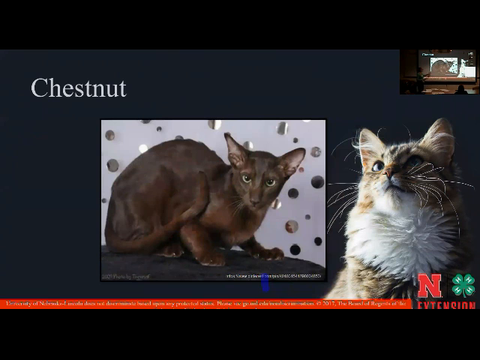And then chestnut would be another type of brown colored cat. Again, these you only see in certain breeds usually and not as often. I wanted to cry, this cute. All cats are cute.